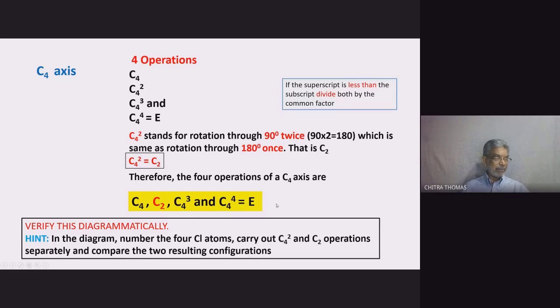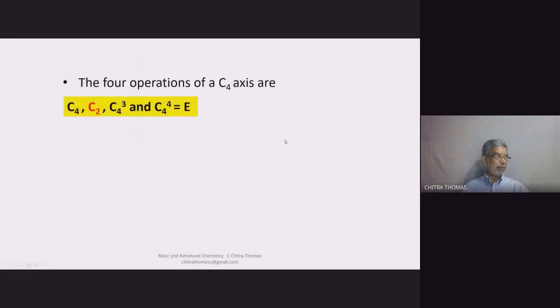Then you can verify this diagrammatically. The four operations of the C4 axis are C4, C2, C4³, and E. Now, this set of operations includes C2 and identity, which are the operations generated by the C2. So the four operations of the C4 axis include the two operations of the C2 also.